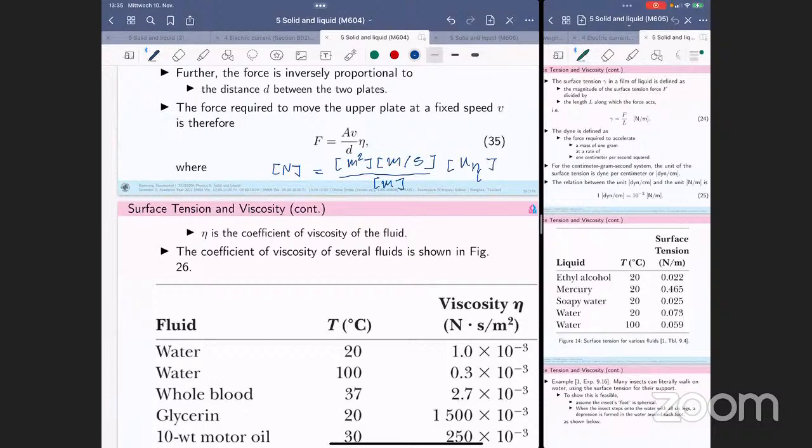So what is the unit of eta? First, you can cancel the meter and meter, right? So you would have meters square by second at this side. You move second to the left, you move meter square to the left. At the denominator, you would have Newton second per meter square. Okay, and that's the unit of viscosity.